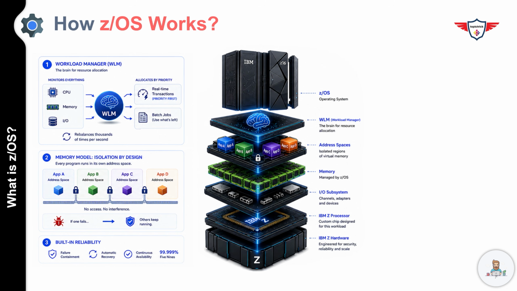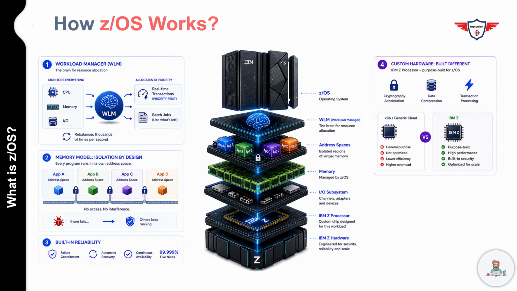This is one of the reasons why z/OS achieves five nines of availability. Not because nothing ever goes wrong, but because when something goes wrong, the system is designed to contain it, recover, and carry on with the work. And beneath all of that is the hardware itself. The IBM Z processor is not a standard chip like the one you find in your laptop. It is custom designed, with dedicated circuits for cryptography, data compression, and transaction processing.